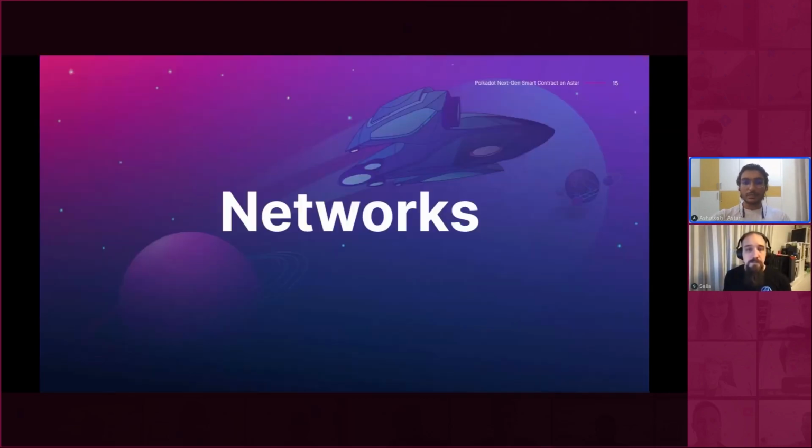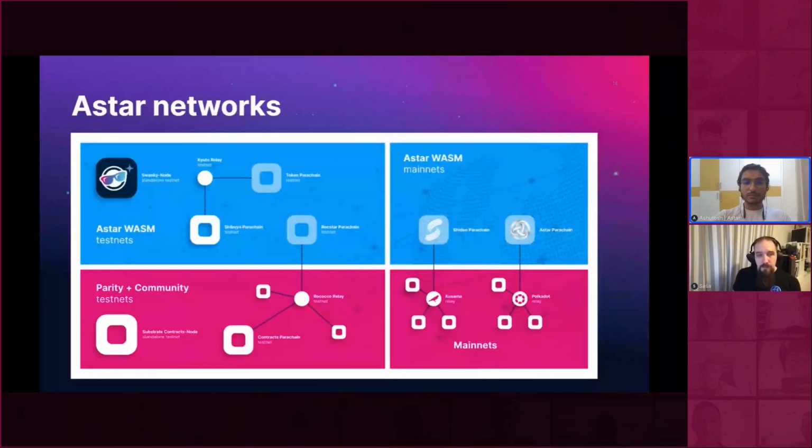Now we have the networks. So in Astar, we have many different networks. On the top left, you can see the Swanky node, and you will use it to run a local node to test your contract locally and to run end-to-end test or smoke test or integration test, maybe everything related to local development. And this is very similar to what Hardhat node and Foundry's Anvil is for Ethereum and EVM.